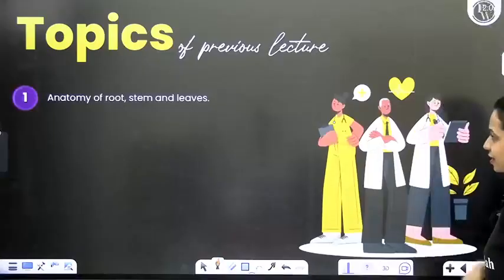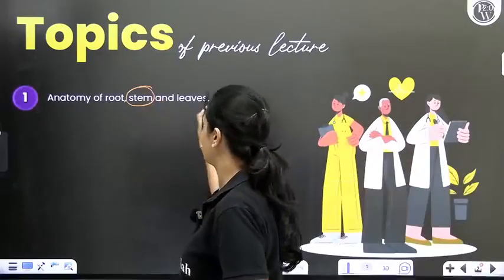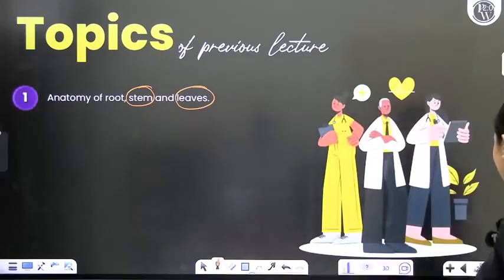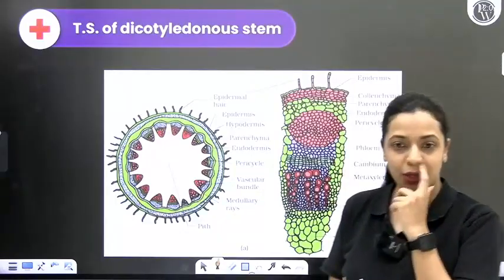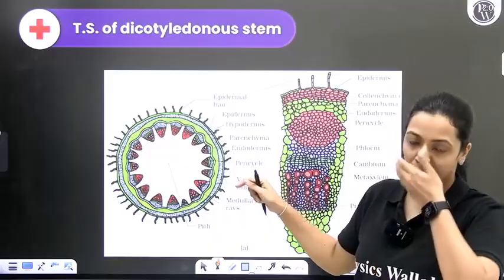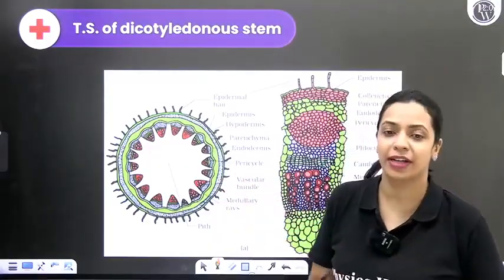So in yesterday's class, we finished the anatomy of root. Today we're going to discuss the anatomy of stem and leaves in both dicots as well as in monocots. Alright, let's get started with dicot stem. What you're looking at here is a transverse section of a dicot stem.